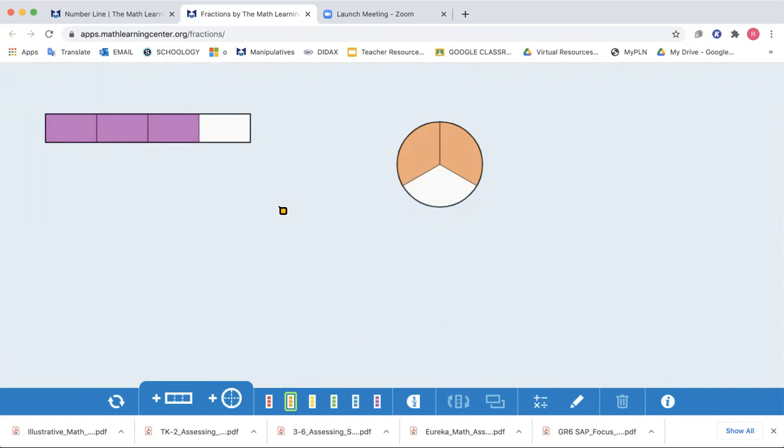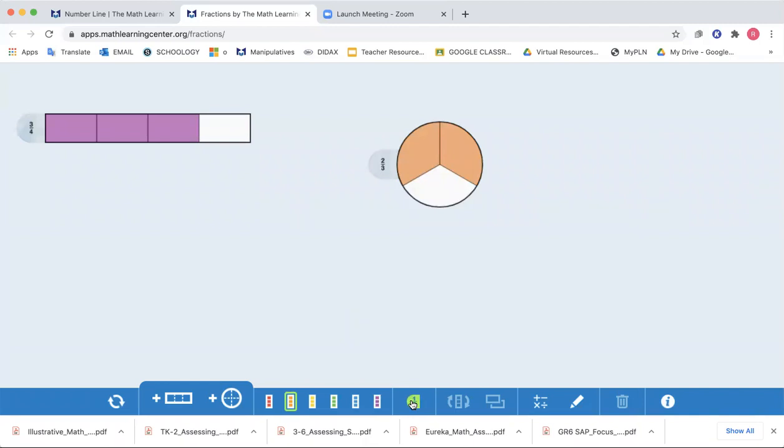Second question, how many parts are shaded? And I want to get the answer two. And the last part I want to ask them is, what fraction of the model is shaded? Now I'm expecting them to write 2/3, right?